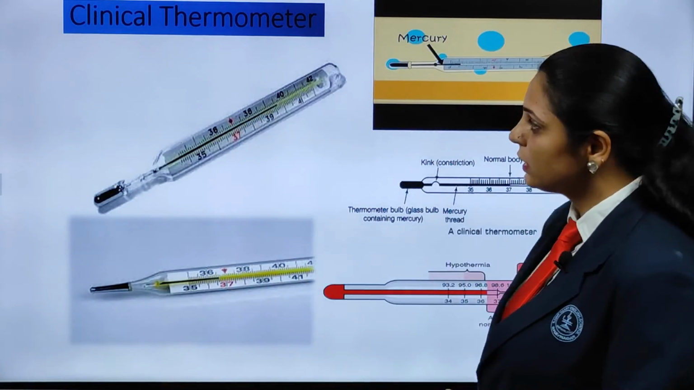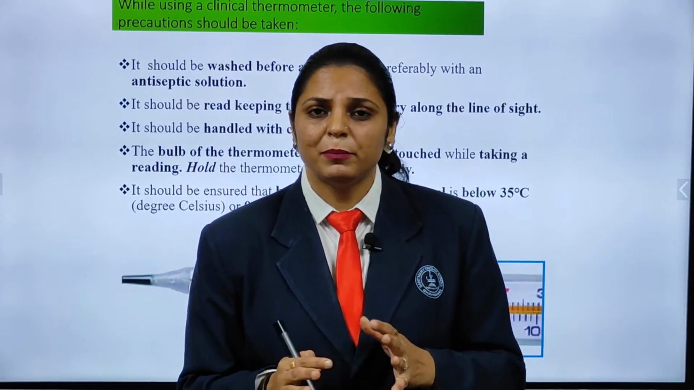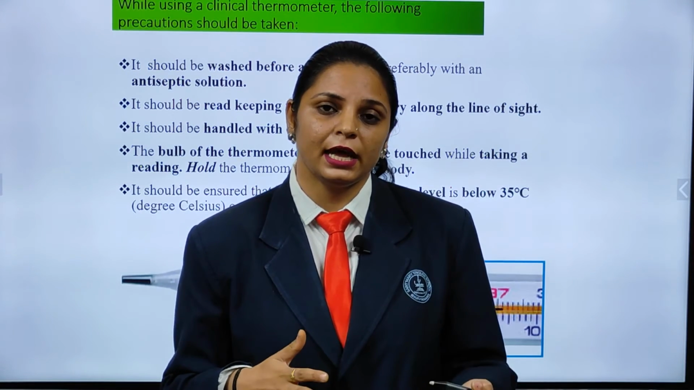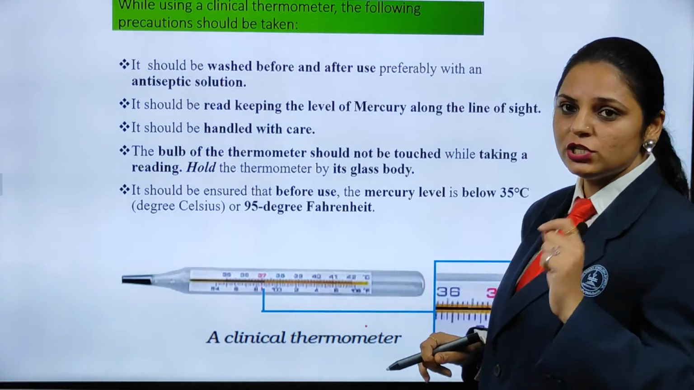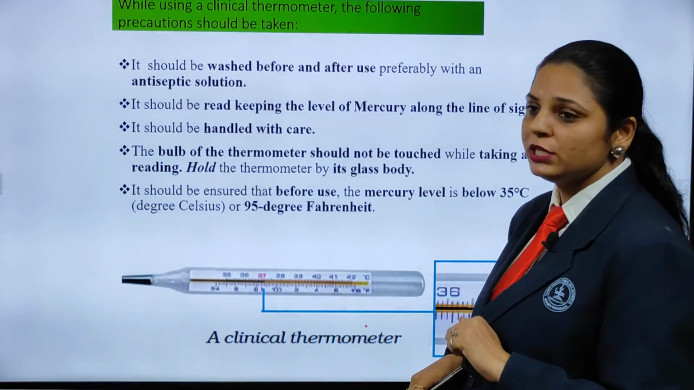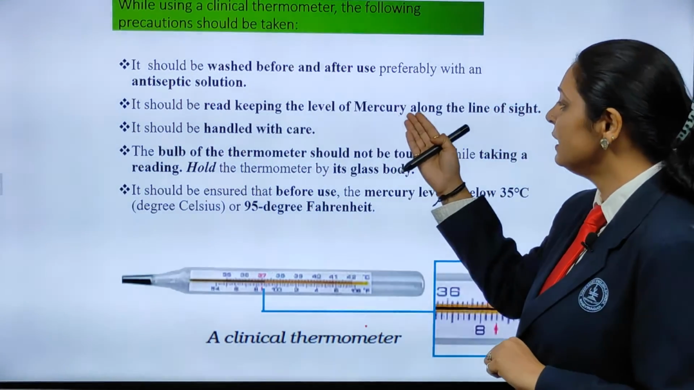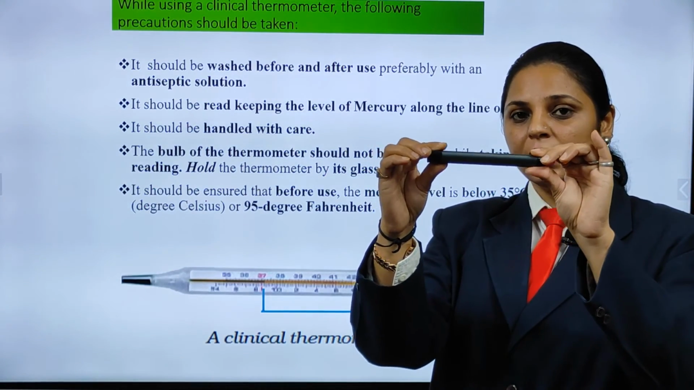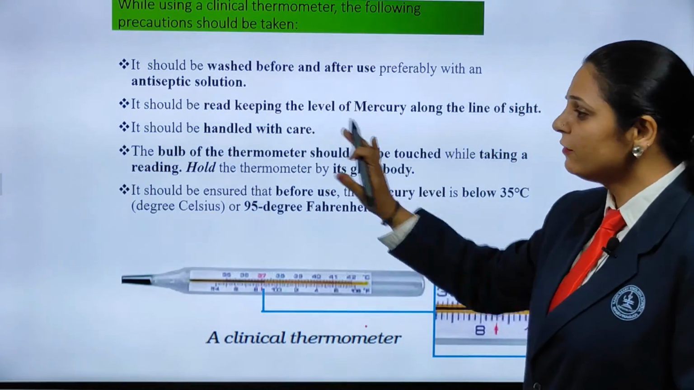So this is about the clinical thermometer, and you must know the precautions for how to handle it, because it is not that we just study it and leave it. The precautions are these: it should be washed before and after use with antiseptic solution. Antiseptic solution is used to kill germs. Then to read it, keep the level of the mercury in front of your sight so that you can measure it at a particular scale. You have to handle it with care.